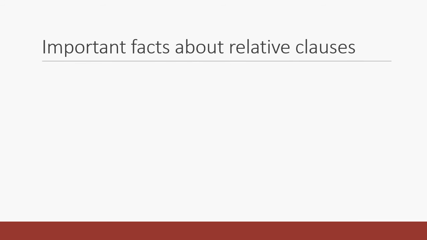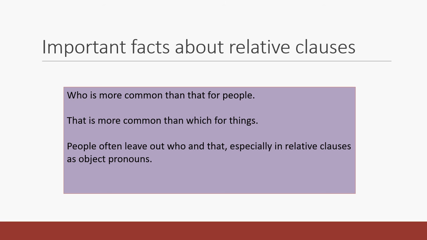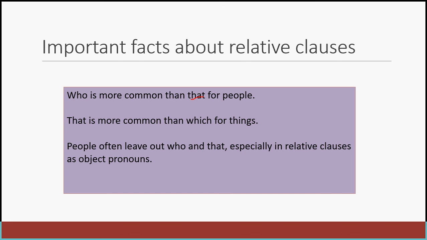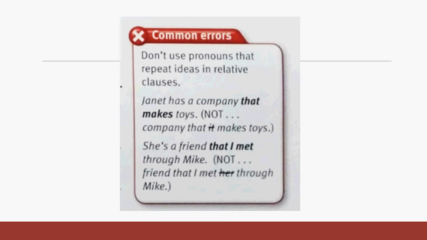Important facts about relative clauses. Who is more common than that for people. That is more common than which for things. And people often leave out who and that, especially in relative clauses as object pronouns. The example that we just checked.